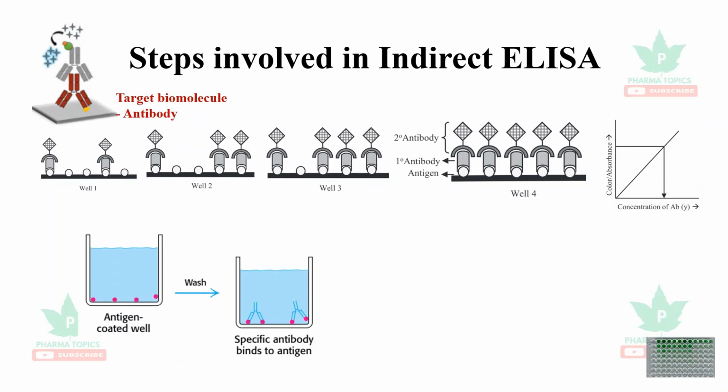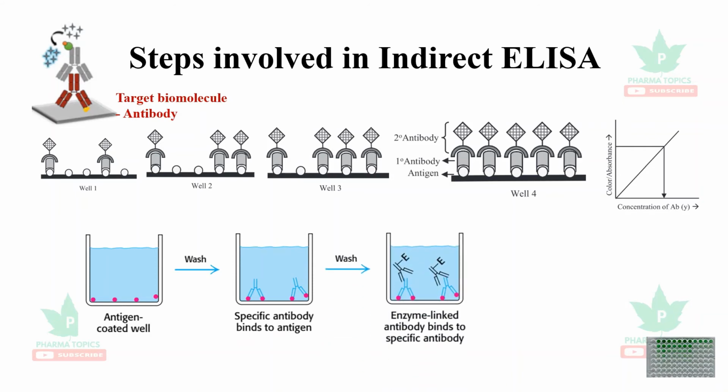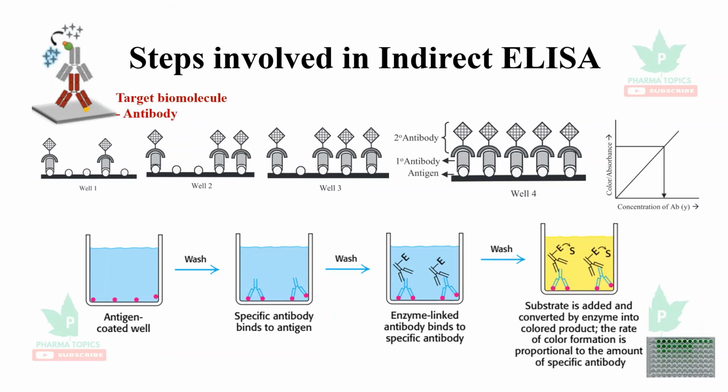So antigen coated well plate, specific antibody is added, that is the primary antibody. Then it is washed. Then the enzyme linked antibody or the secondary antibody which binds to the specific antibody or the primary antibody is added. Then it is washed, substrate is added, that gives a colored product, which is the rate of color formation is directly proportional to the amount of the specific antibody. Here the absorbance will be interpolated in the concentration absorbance curve, which is already calibrated.